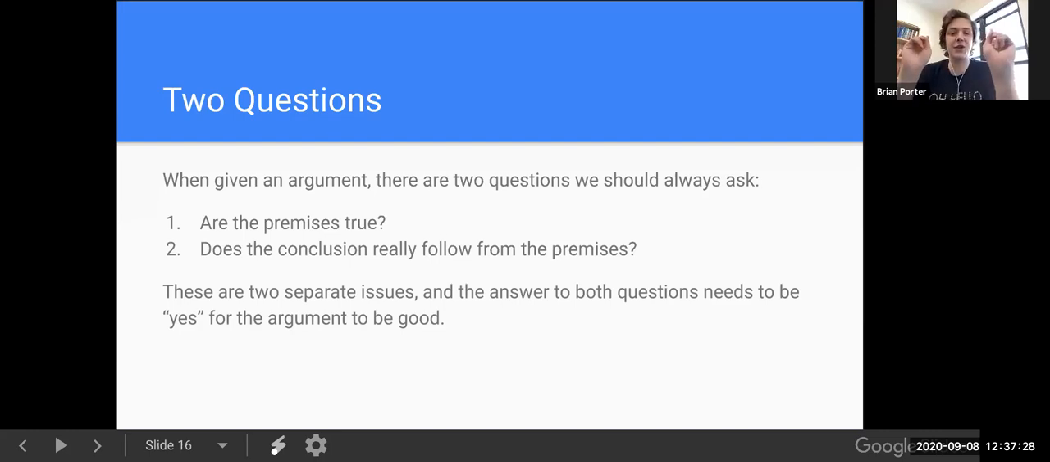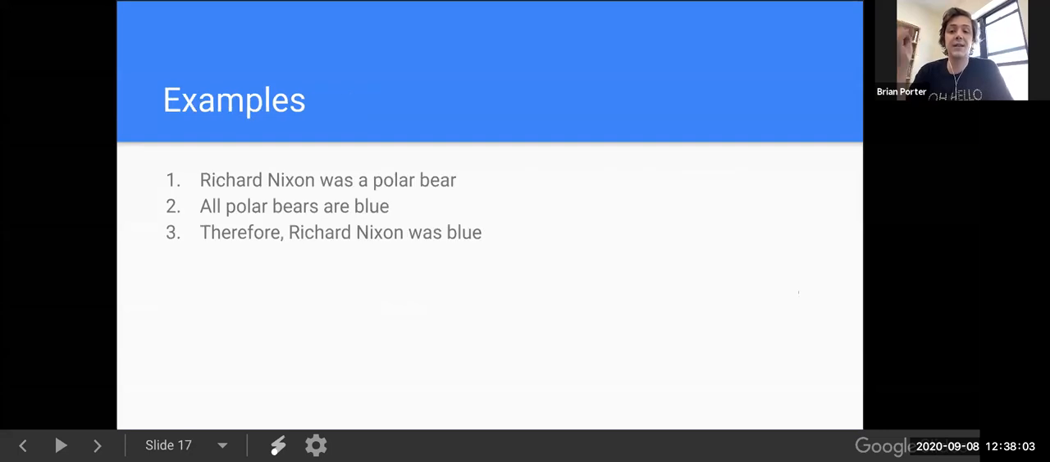These are two very separate issues. You can have an argument with false premises, but the conclusion really follows from the premises. If the premises were true, then the conclusion would be true. It's just that the premises aren't true. And you can have an argument with true premises, but the conclusion doesn't follow from them at all. The conclusion's a complete non sequitur. It has nothing to do with the premises. So these are separate issues. And answering yes to one question doesn't necessarily mean we answer yes to both questions. But what we want for a good argument is for the answer to both questions to be yes. We want to answer yes to both questions.